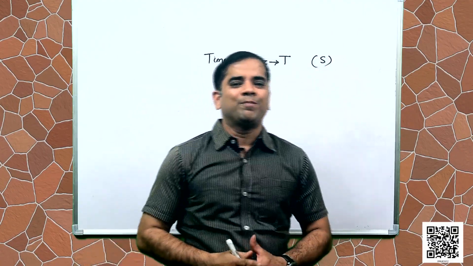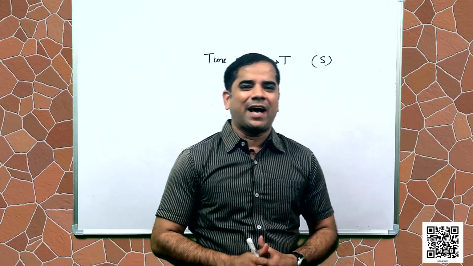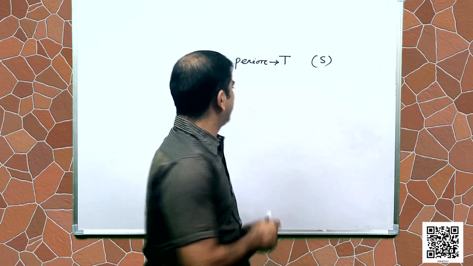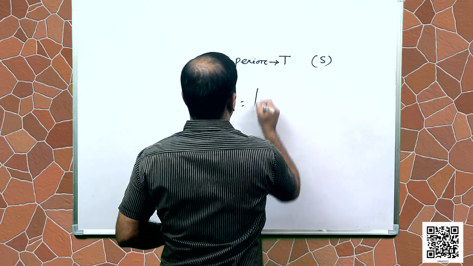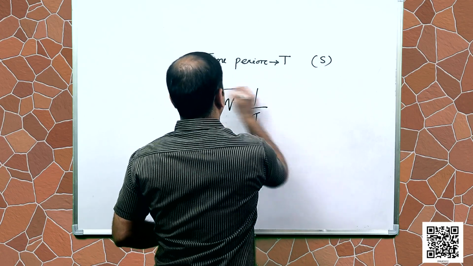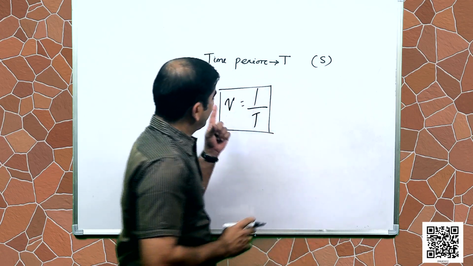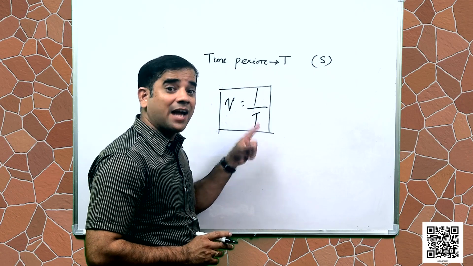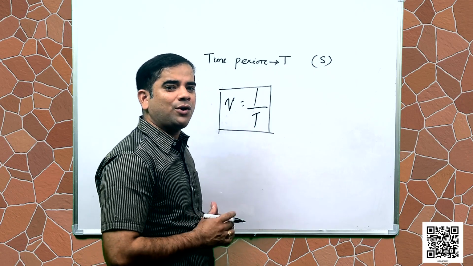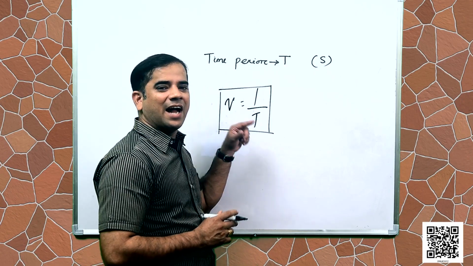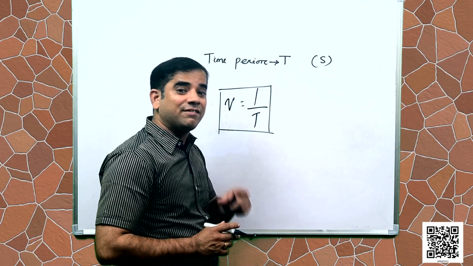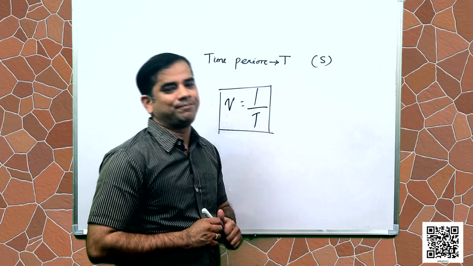Fine. So, frequency and time period are related as follows. It is ν equals 1 by T. So, frequency and time period are inversely proportional to each other.